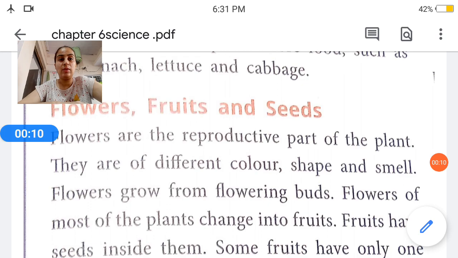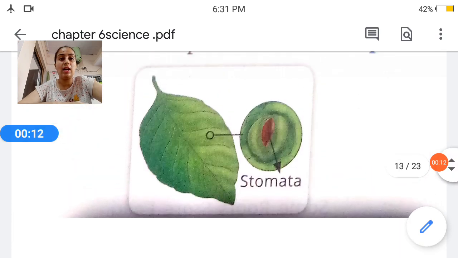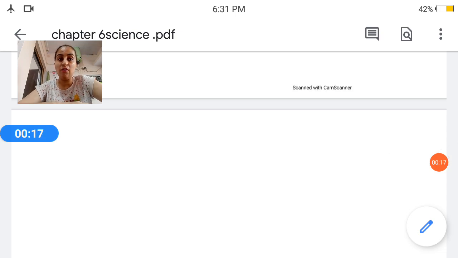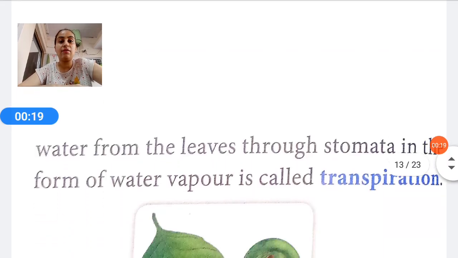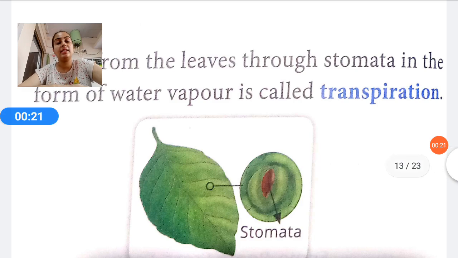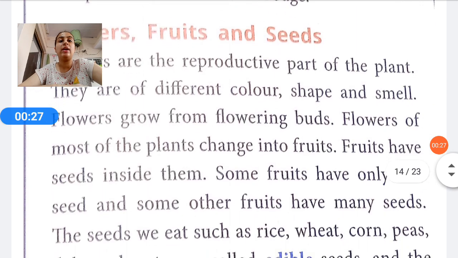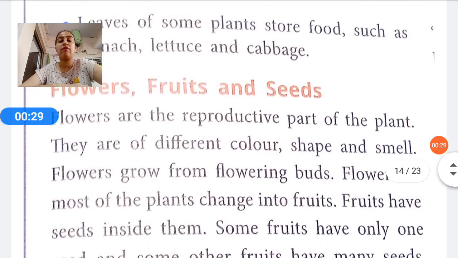In the previous video we discussed the leaf and the various functions of the leaf. I hope you have gone through the video and drawn the diagrams that I gave you in it. Now we are moving to another part of this chapter, that is the flower, fruits and the seeds.